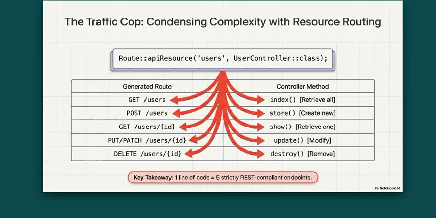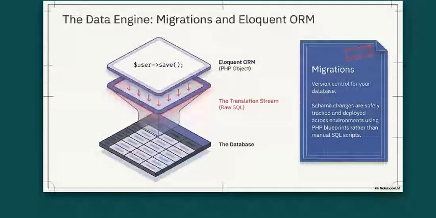Okay, that covers the routing layer brilliantly. But I want to dig much deeper into the actual data manipulation. Let's move into the data engine and the shields. We briefly touched on Eloquent ORM translating PHP into SQL. Right. But why is writing raw SQL considered such a bad practice in modern applications? What is the actual danger? To understand the danger, you have to look at how brittle raw SQL syntax is. Imagine you are writing a complex query to pull a user's data and their recent orders.